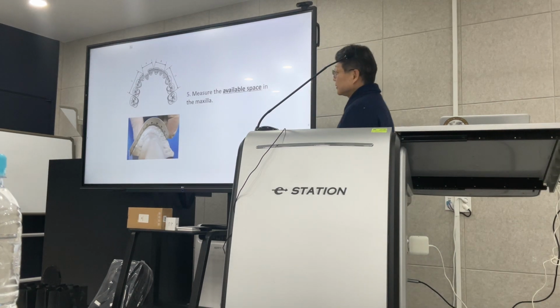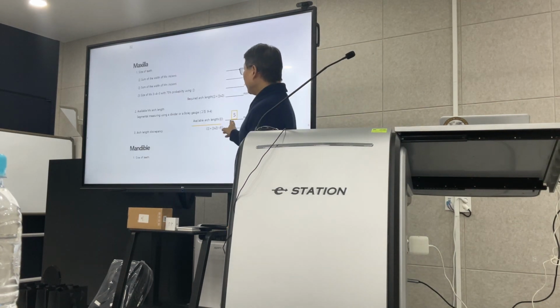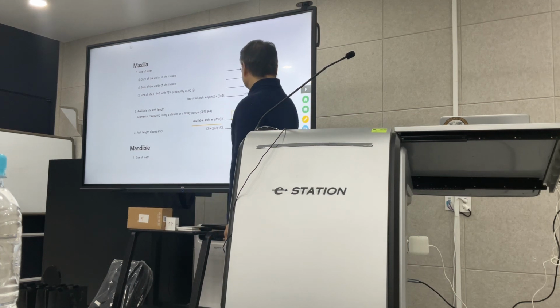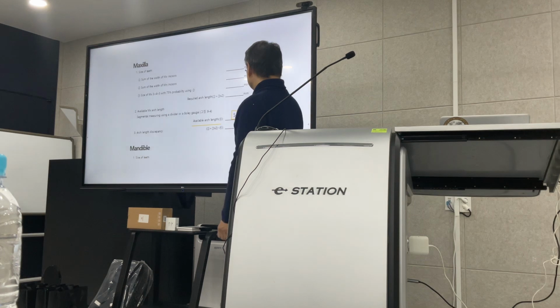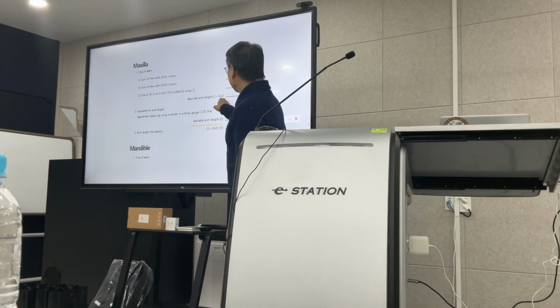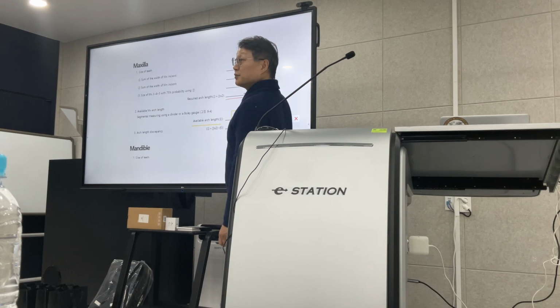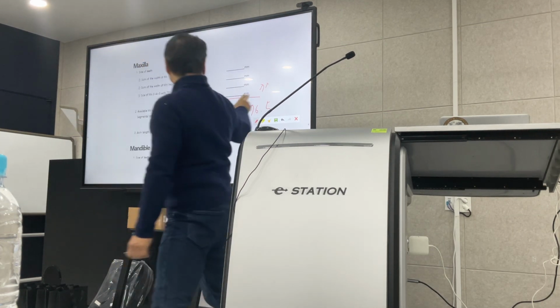Okay. Then 5 is 76.5. 76.5. What is the requirement space? 77.2, right?